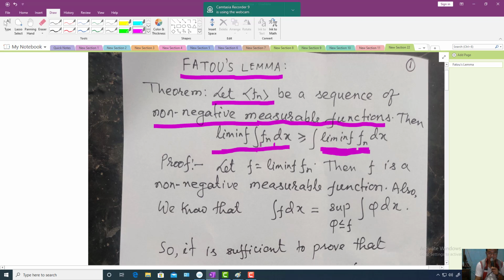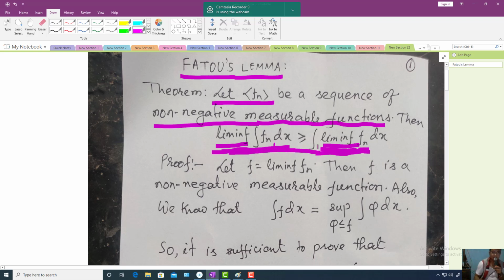What the left-hand side is: for every n, you integrate Fn with respect to x, you get a real number. So you have a sequence of real numbers. For that sequence of real numbers, you find the limit infimum. That value is greater than or equal to the integration of this function. Limit infimum Fn is a function, but here the limit infimum is just the limit infimum of a sequence of real numbers. So this is all about the statement of the theorem.